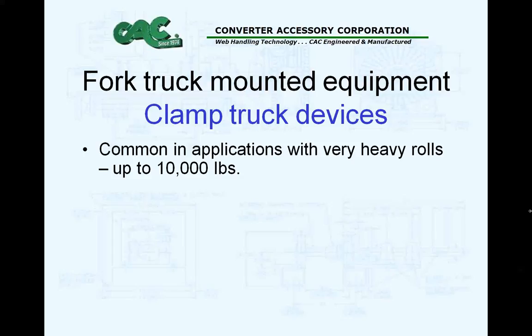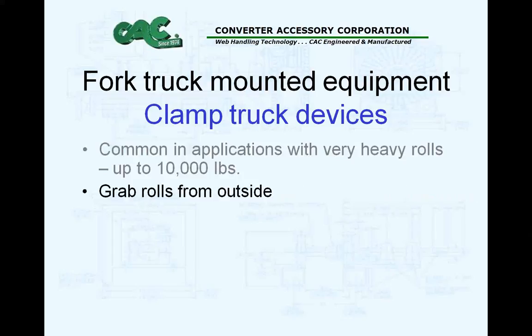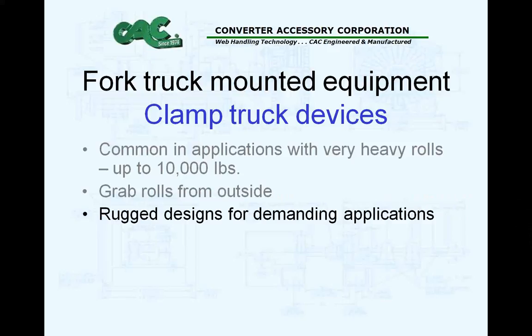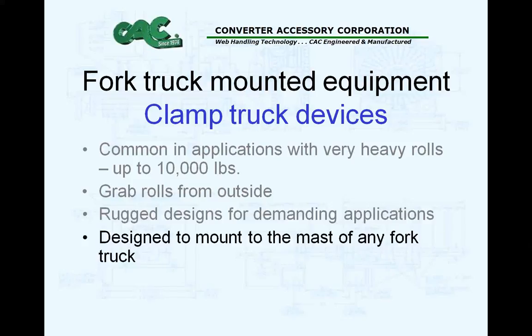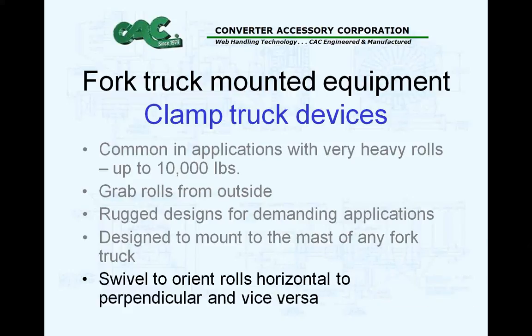So first we're going to talk about fork truck clamp truck devices, and these are very common in very heavy applications. They can handle rolls up to about 10,000 pounds. Basically, they grab a roll from the outside. They're very rugged for very demanding applications. You'll see them used a lot in paper and paperboard applications, and they're designed to mount to the mast of a fork truck. So you're taking your fork truck and making it into a clamp truck device, and they do swivel to give you the perpendicular to horizontal positioning of your rolls.